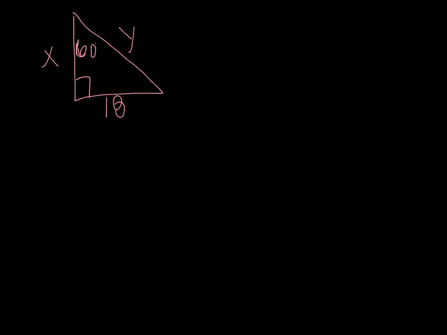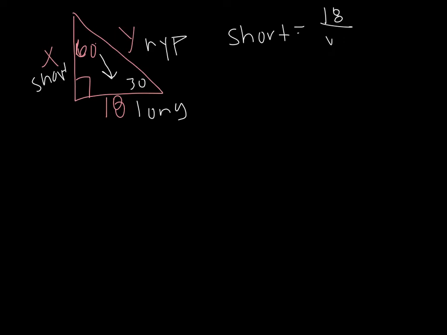So for this problem, here's my 60. That means this would be considered my long. Across my 30, because it's not shown, this would be equal to 30. This is my short. And this is my hypotenuse. So on your cheat sheet, if you're looking for your short, it is equal to your long divided by square root 3.